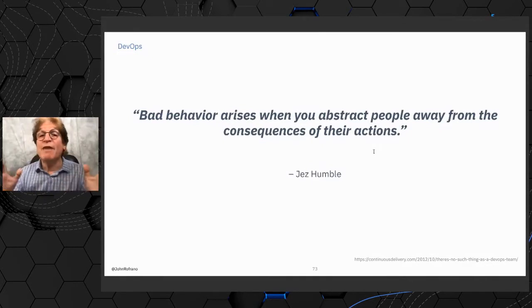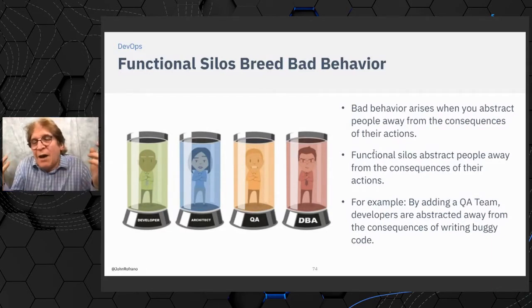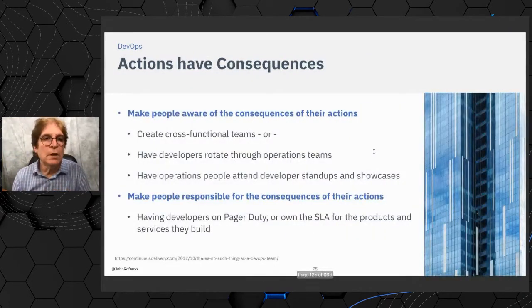Jez Humble says bad behavior arises when you abstract people away from the consequence of their actions. This is a true story. This is a company that had a lot of bugs in their code. They didn't have a QA team, so they hired a QA team and found out the bugs went up. And they're like, how could the bugs go up? We hired a QA team. It's because the developers felt it wasn't their job to test the code anymore, and so they stopped. Oh, that's what the QA team does. You abstract people away from the consequence of their behavior, and that's what you get. Not always a good idea. Actions have consequences. You've got to make people understand that.